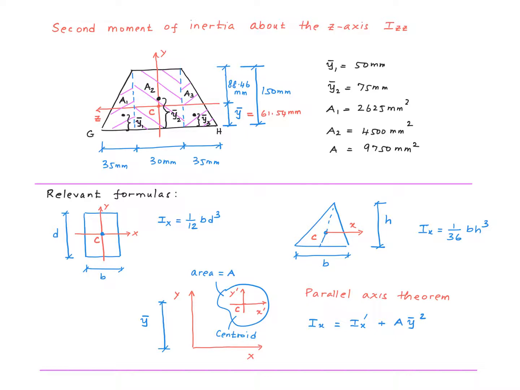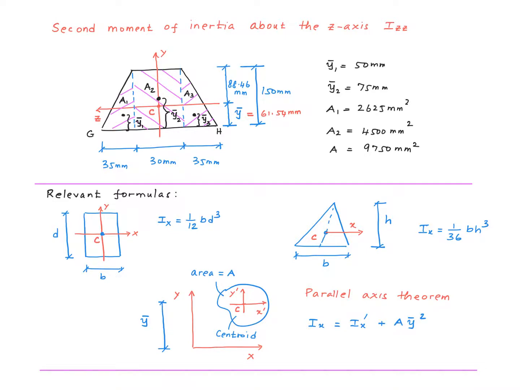The next thing we want to do is to find the second moment of inertia of the cross-section about the z-axis. We follow the approach we normally take for composite sections here. I divide the cross-section into 3 sub-areas of standard shapes: this triangle 1, this rectangle 2, and this triangle 3. And here are the standard formulas for the second moment of inertia of these shapes about an axis that passes through the centroid.